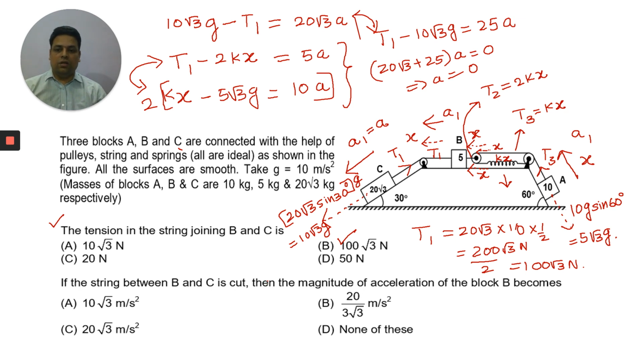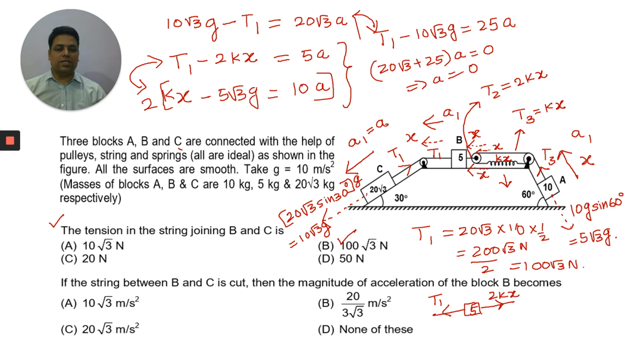Now, if the string between B and C is removed, that means the left part of the string, the left of the 5 kilogram block, is removed, then the magnitude of acceleration of the block becomes what? Actually, as we know, this 5 kilogram block is at rest. How is it at rest? It is at rest under the influence of the forces. What forces? The 5 kilogram block is experiencing a T1 force to the left, T1 to the left, and 2kx to the right.